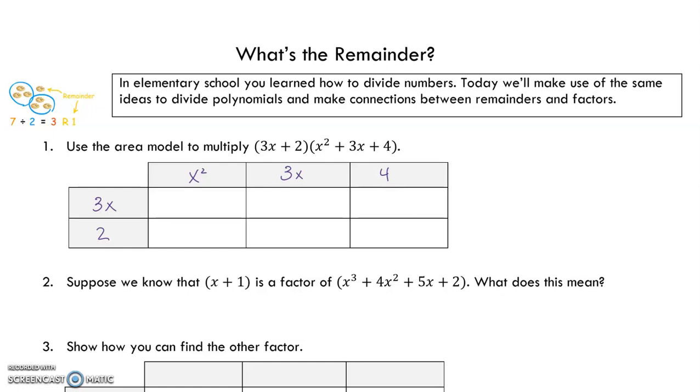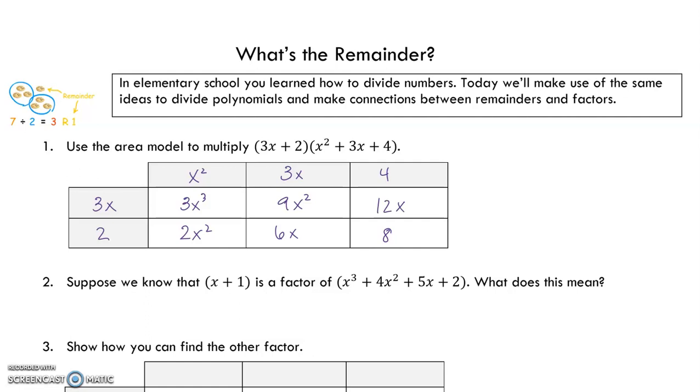So I'm going to say 3x times x squared gives me 3x cubed. 2 times x squared is going to be 2x squared. 3x times 3x is going to give me 9x squared. 2 times 3x will be 6x. 2 times 4 is 8, but that goes here. 3x times 4 is 12x.